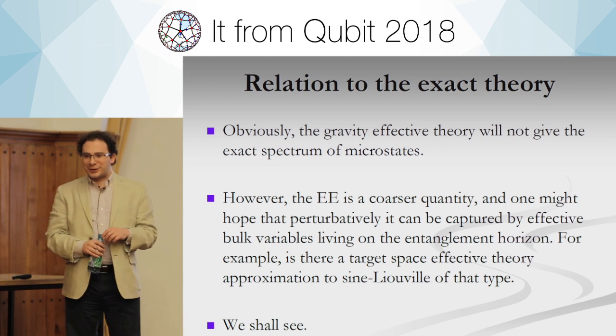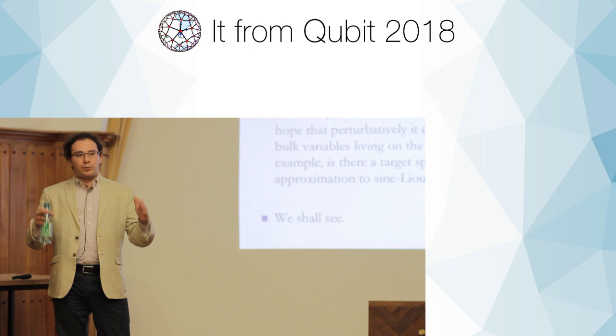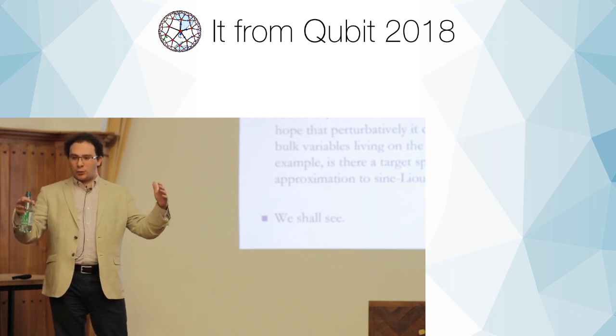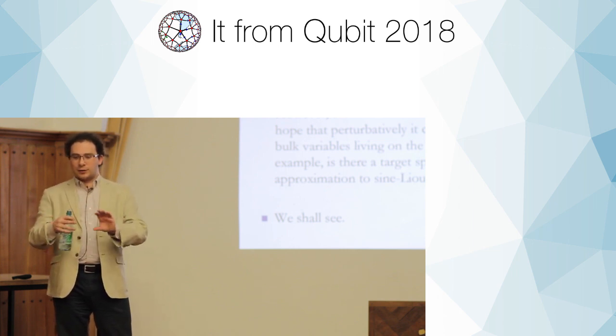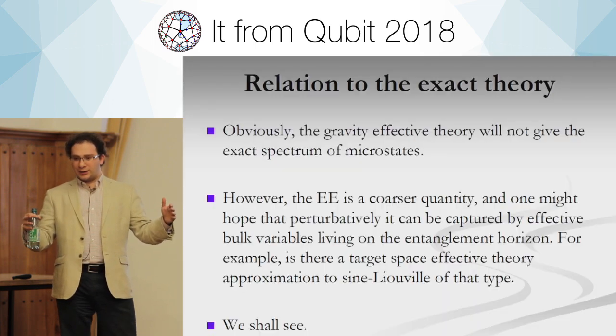Yeah, thanks for the comment. And to clarify, do you have in mind a single-sided black hole with one asymptotic boundary in a pure state, or the two-sided black hole with two asymptotic regions?